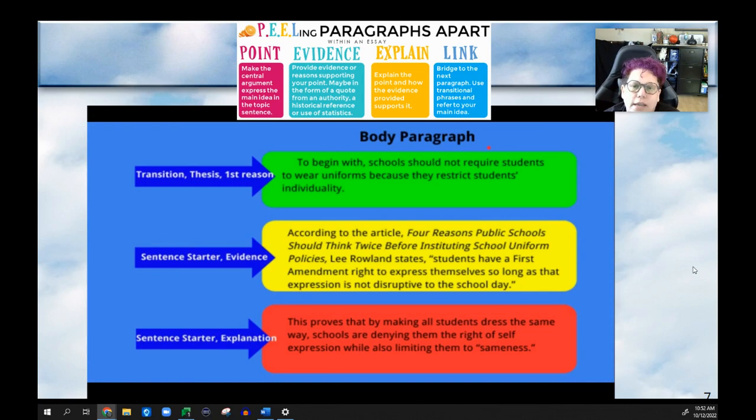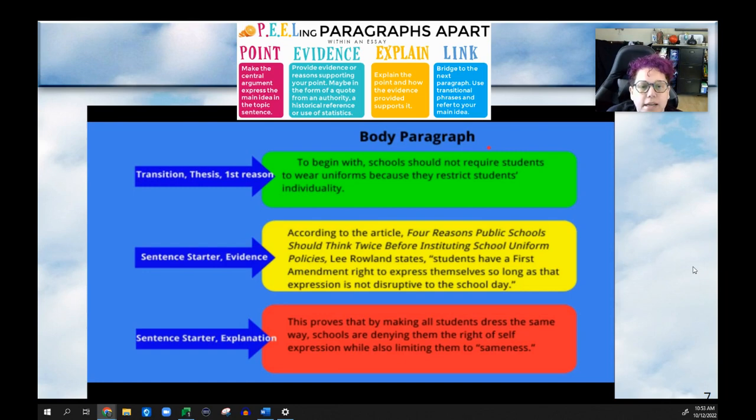Okay, so looking at this example right here, we have our body paragraph. Your first sentence is your transition, your thesis, and your first reason. So, to begin with, schools should not require students to wear uniforms because they restrict students' individuality. So right there, they're making their point, right? They're giving their reason. Okay.